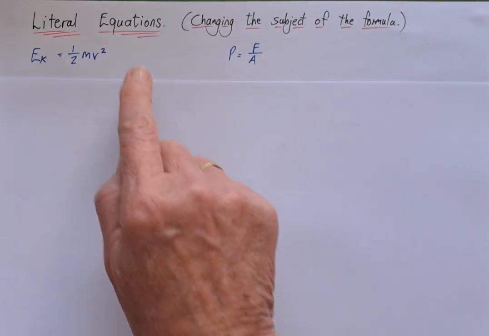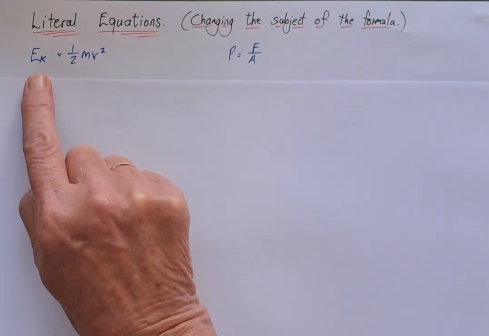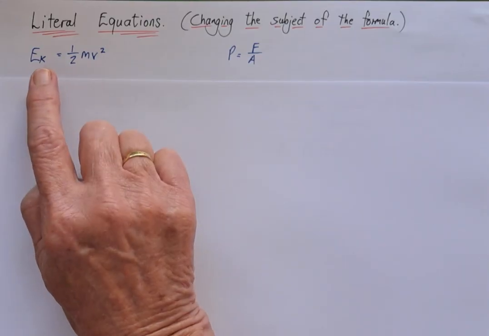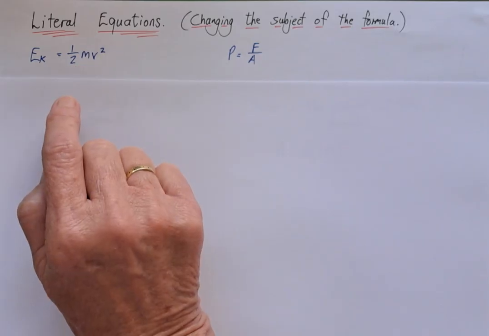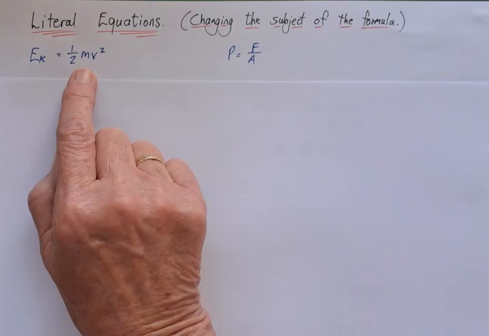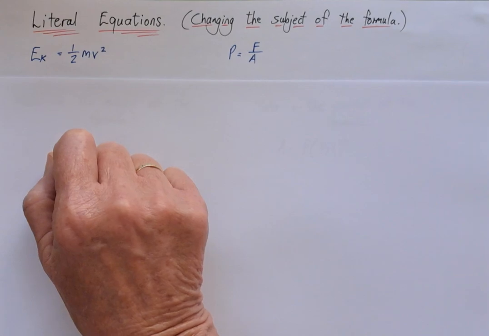But what if, in a situation that involved kinetic energy, I knew the value of the kinetic energy and the velocity, but I didn't know the mass? In that case, I'd be trying to find the value of the mass, which is not the subject of the formula. In other words, it's not on its own on one side. So before I substituted the values in for the things that I do know, I would need to first manipulate this formula mathematically, using mathematical rules, to get m on its own on one side, and then I would substitute in those two values and find the mass.